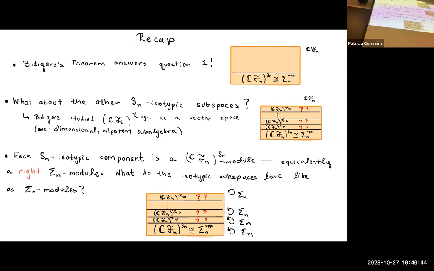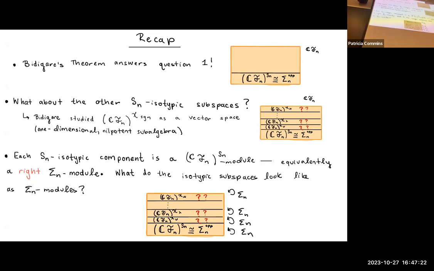But you could ask more, in that all of these subspaces are descent algebra modules. And besides the descent algebra as a module over itself, there's not actually that many descent algebra modules studied. So this seems like one way to start learning about some more representations of the descent algebra. So we're going to try to figure out what each of these isotypic subspaces look like as descent algebra modules.